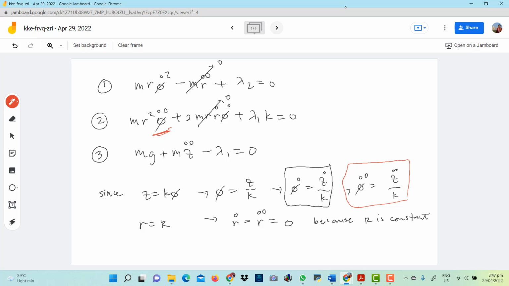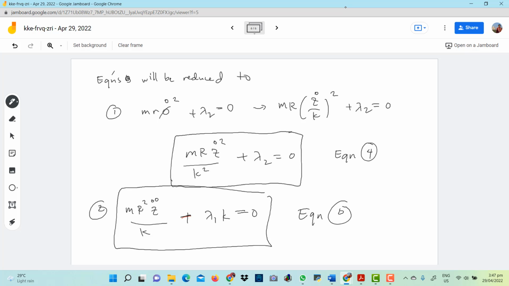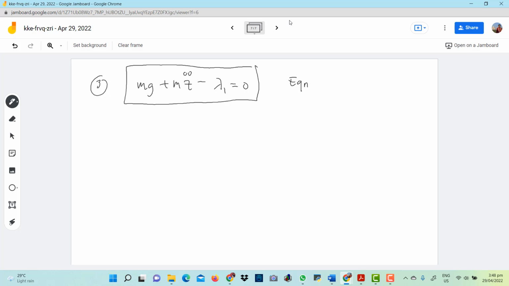Okay, so I express it in terms of z. So m r square z double dot plus lambda 1 k equal to 0. I will call this equation number 5. And for the last one, the third equation will be reduced into mg plus mz double dot minus lambda 1 equal to 0. So this is my equation number 6.